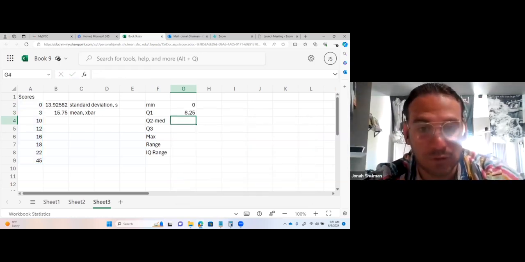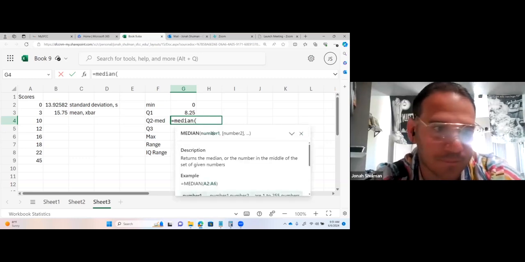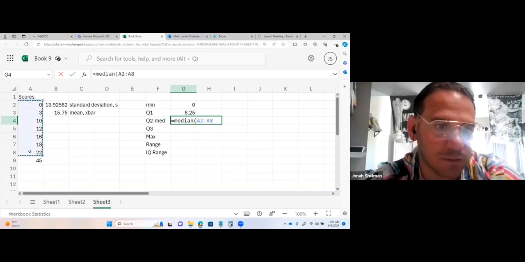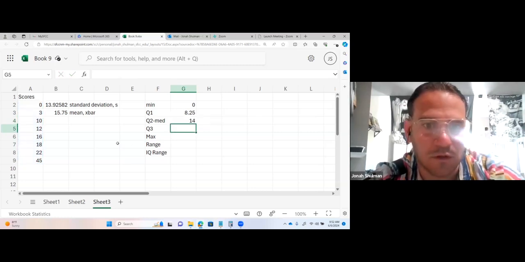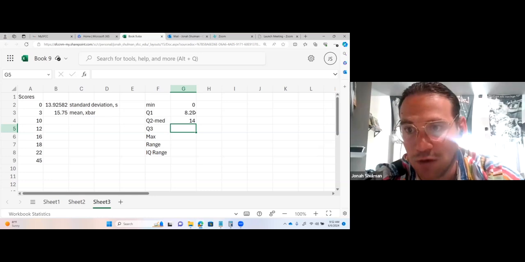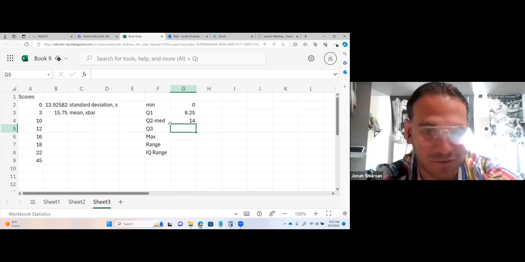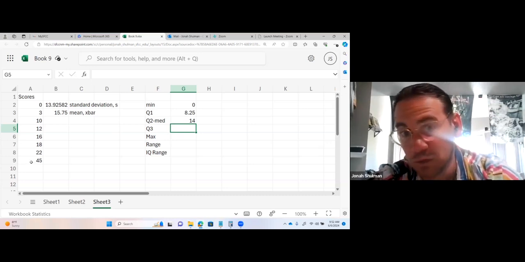Now for the median, you have 2 choices. You can write quartile or you can do equals median. Either way, you get the right answer. Notice that this one is different from mine because why? They took out the highest number. So the quartiles are going to be a little different. It knows that this is an outlier because it's a very smart program.